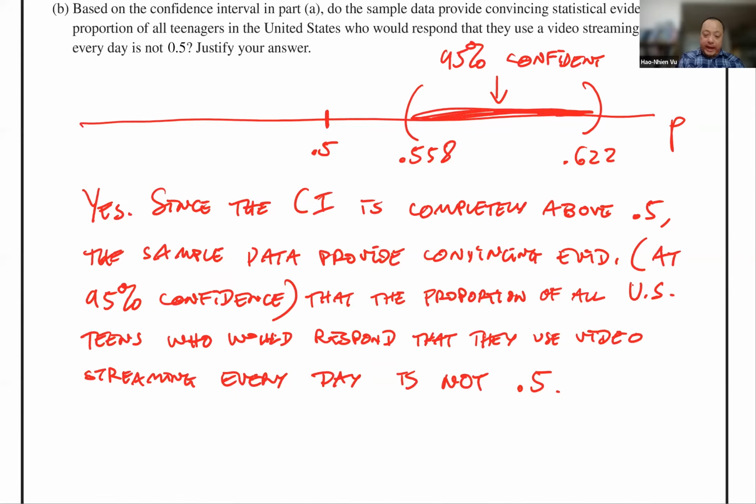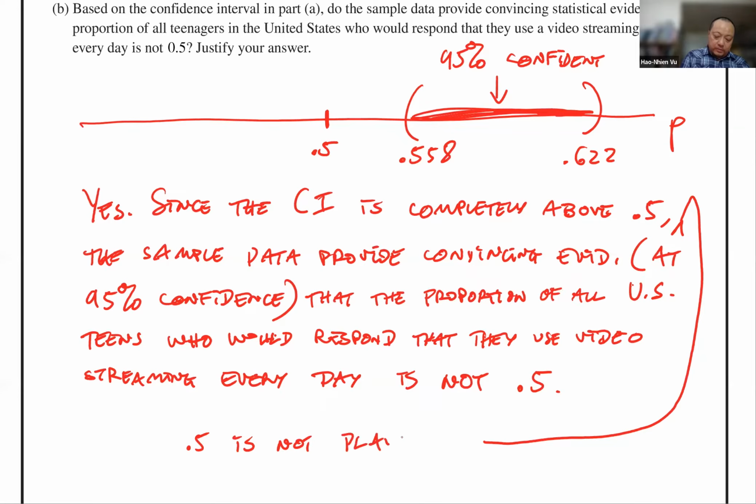You know what? I'm going to add on something here. So I'm going to add on here. 0.5 is not plausible.